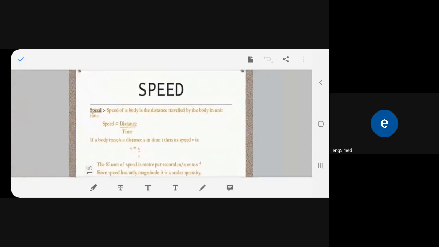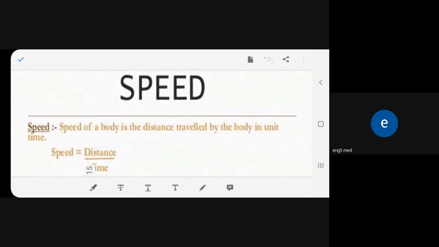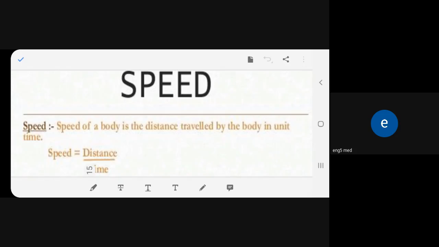Okay. Now next is speed. So we are through distance, we are through displacement. Now we come to speed. So what is speed? Yes, read it.